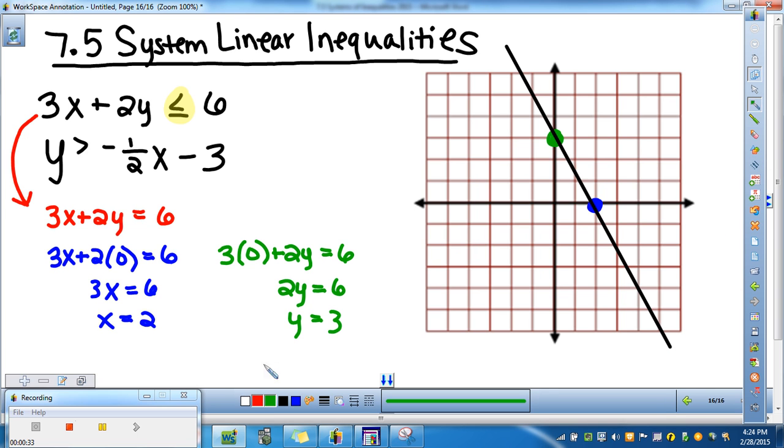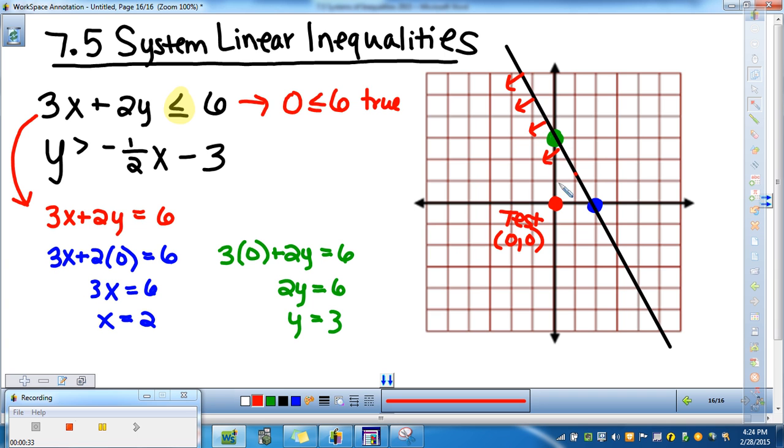To determine where to shade, we can do our test point of (0, 0). We will plug in 0 for x and 0 for y in the original inequality, giving us 0 less than or equal to 6, which is true. Because the test point made the inequality true, we will shade toward the test point.